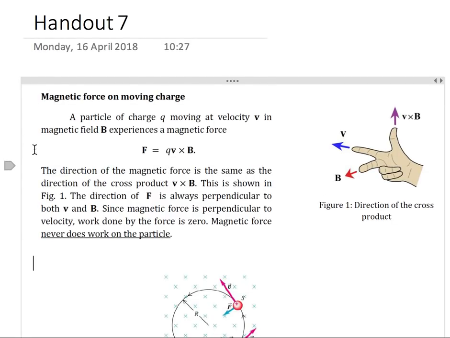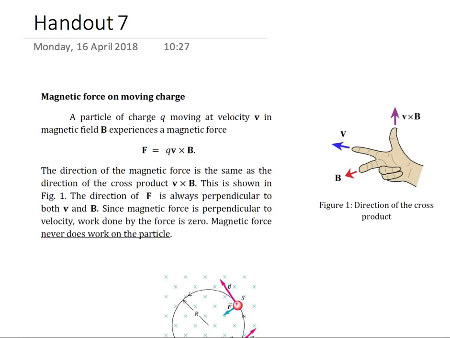Hello. So this quick video is to give you some guidelines on Handout 7 about the magnetic force. We come up with this first equation, F equals q v cross B, where v is the velocity of the charge q moving under the magnetic field B. There is a force called the Lorentz force acting on the charge, with the direction determined by the right hand rule.